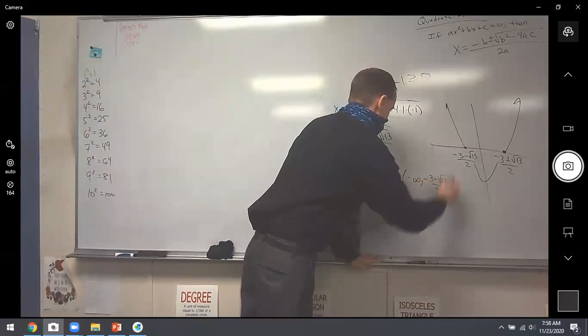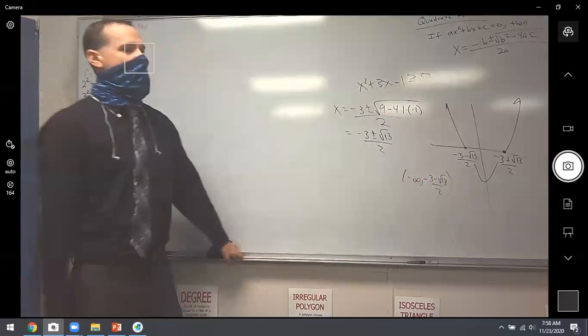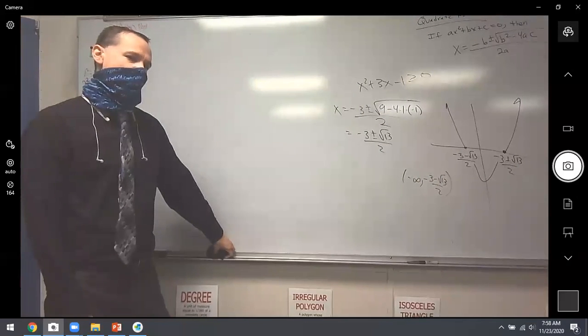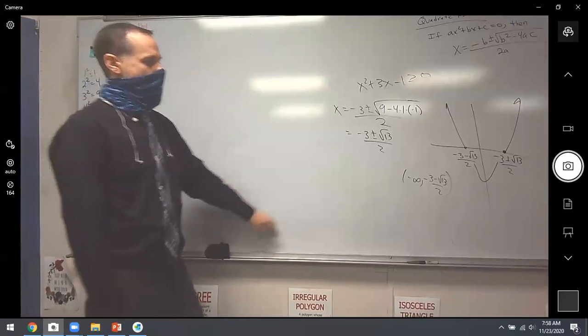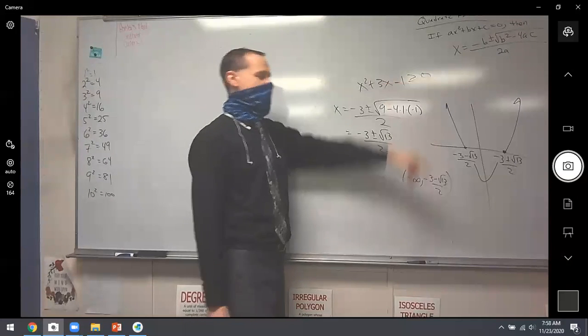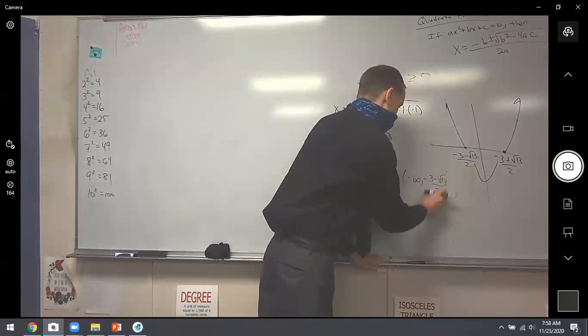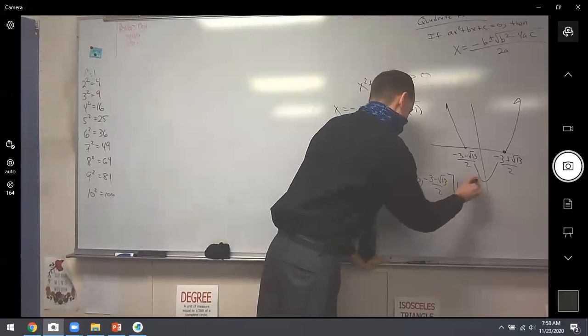negative infinity until the first one, it would be above 0. Should I use a bracket or parentheses? I put a parentheses, is that right? No, it can equal 0. So you actually want to include these two numbers in your answer.